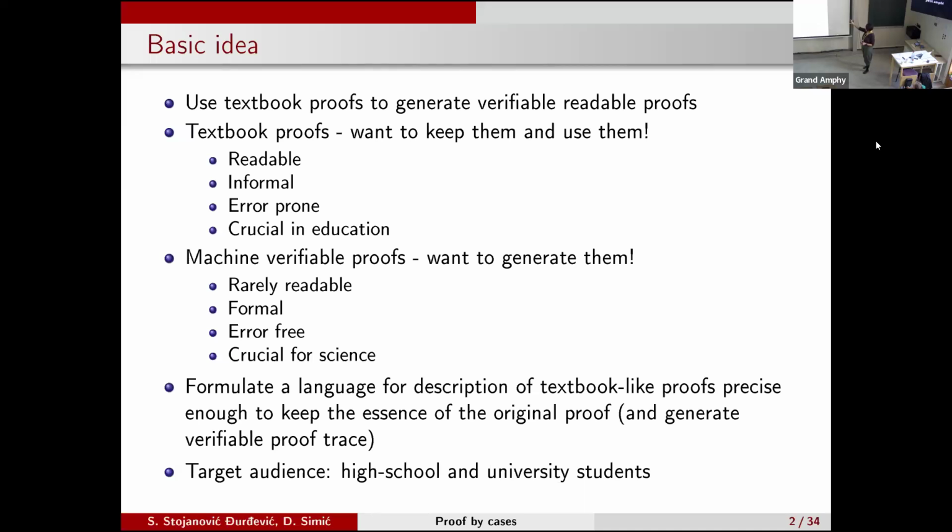So in order to make the connection, we started formulating a language to describe text-like proofs, but with a small number of sentences or types of sentences that we can use, yet strong enough so that we can work with high school students and university students. We want to introduce them to interactive theorem proving and automated theorem proving, but without explicit use of interactive or automatic theorem provers. So we don't want them to see them or to learn their syntax.